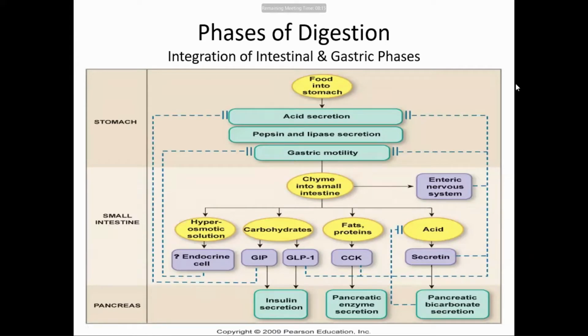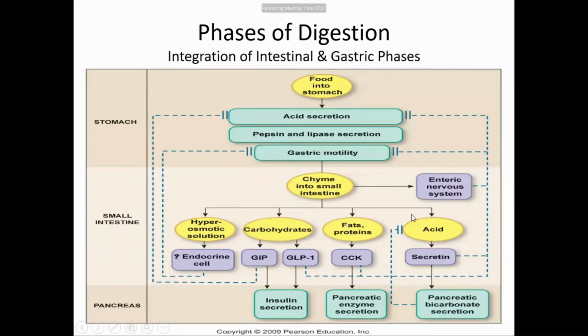Food is converted into the chyme in the stomach, and once the chyme is totally liquid, then there is the gastric emptying. There is the motility and there is the gastric emptying. This gastric emptying goes into the small intestine. In the small intestine, the hyperosmotic solutions go first, carbohydrates go first, and fats and proteins leave at the end. And the acidic chyme is also secreted.